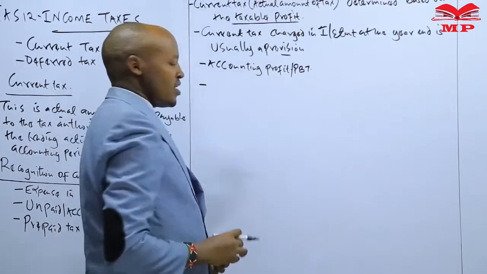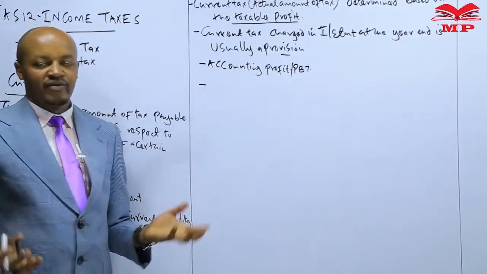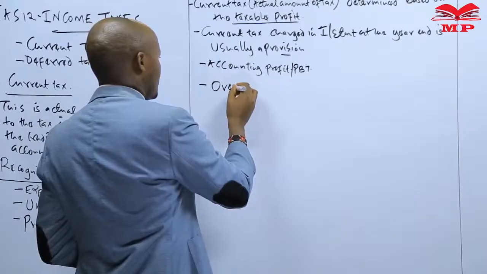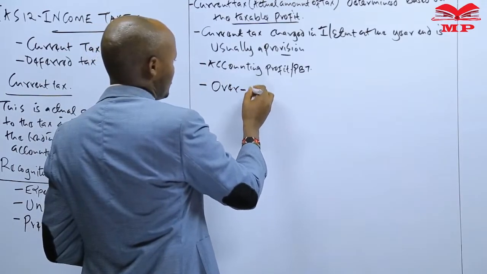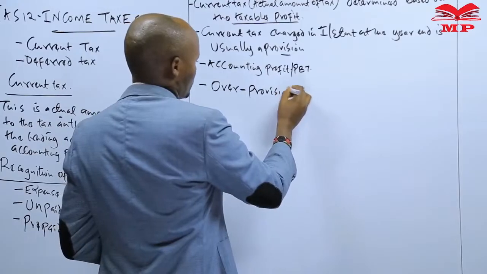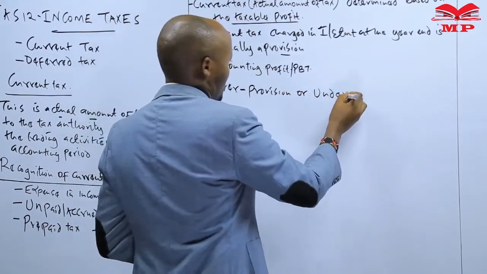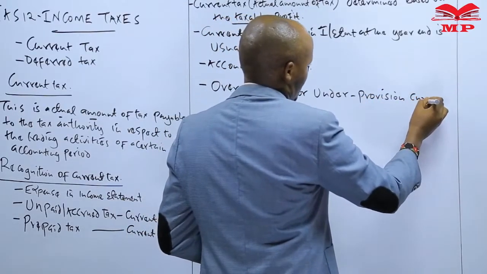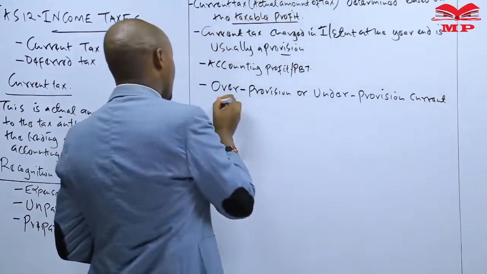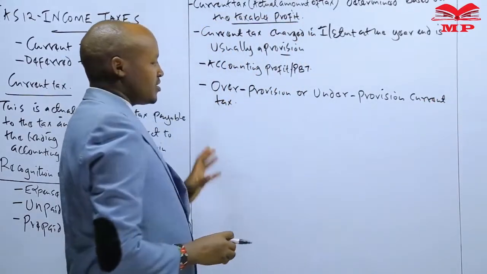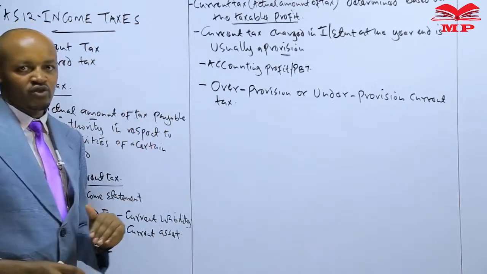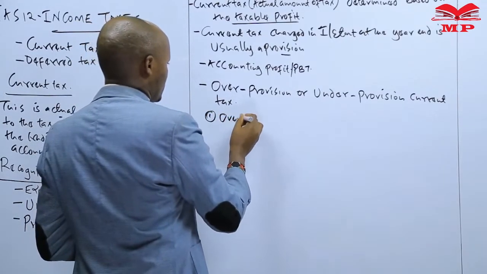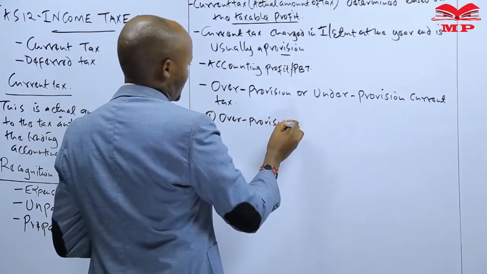And therefore, once a provision has been provided for, or the amount of current tax has been provided for, that will give rise to something known as over provision or under provision of current tax. So in our case here, we need to know how this over provision and under provision arises. Maybe we start with what we refer to as the over provision of current tax.